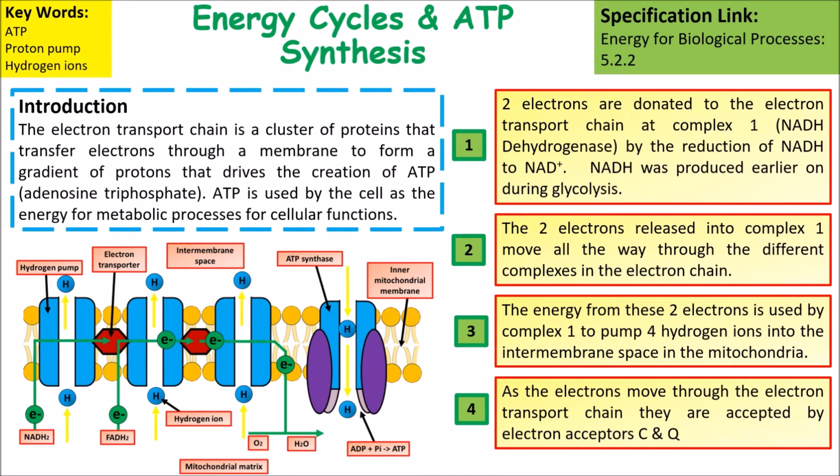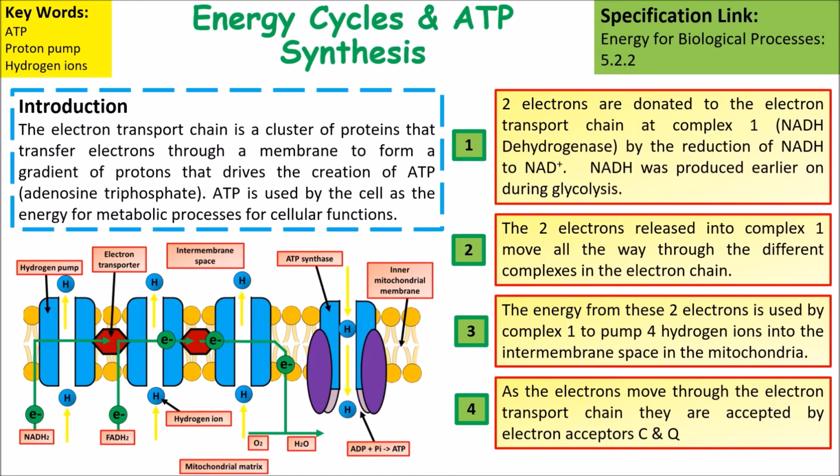So, the electron transport chain is a cluster of proteins that transfer electrons through a membrane from a gradient of protons that drives the creation of ATP. So we start off, 2 electrons are donated to the electron transport chain at complex 1 by the reduction of NADH to NAD+. NADH was produced earlier during glycolysis.